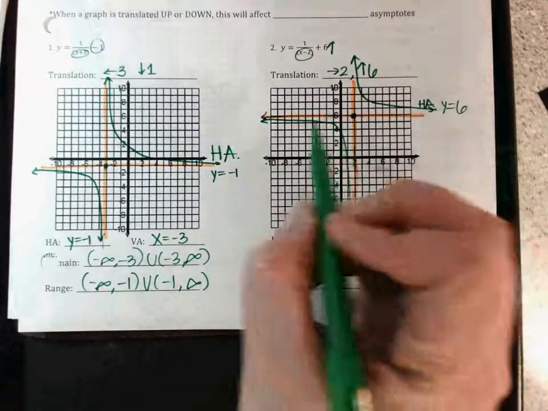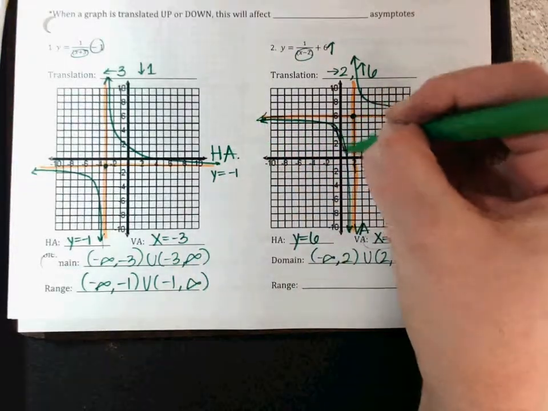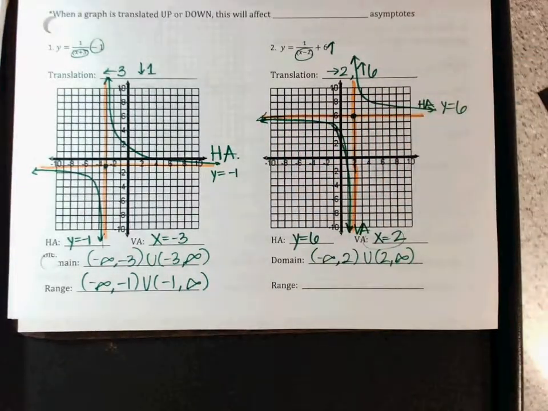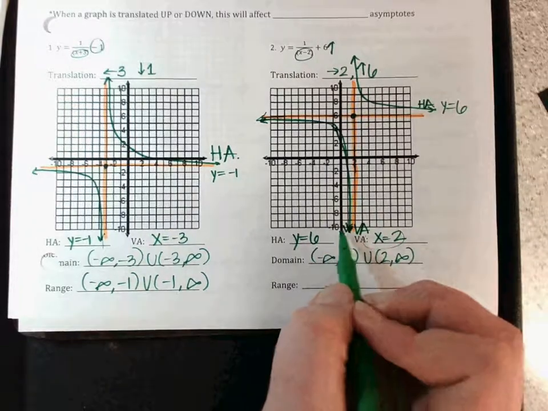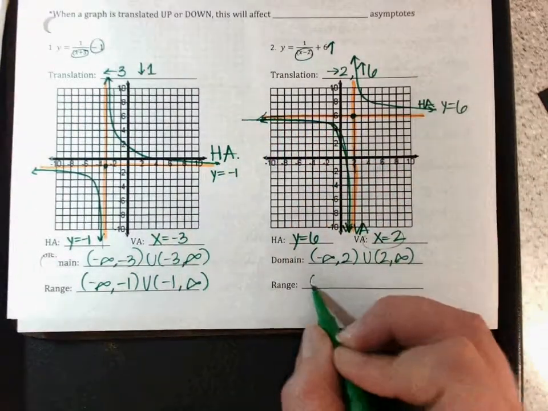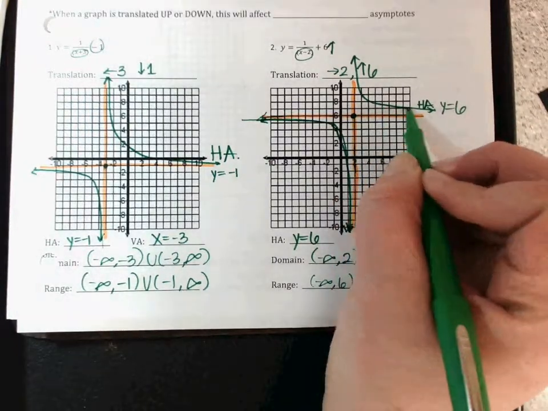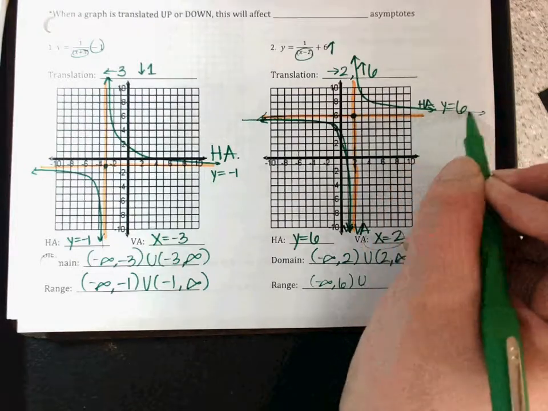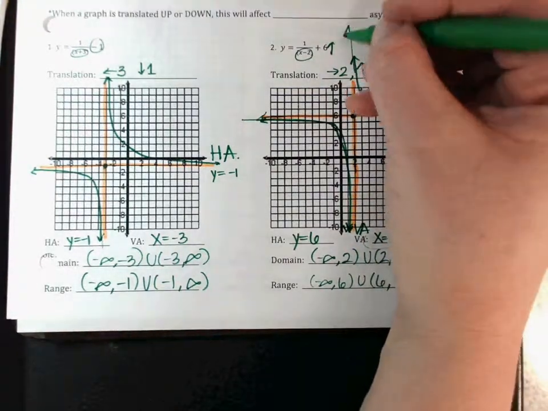Okay, and so remember that your graph is getting really close to this side. It's getting really close to this side down here, but it's not actually touching either of those lines. Then for my range, this side goes down forever, but when it gets up to here, it never actually can get to 6. So I do negative infinity to 6, union. And then this side goes down forever towards 6, but it's never going to actually touch 6. But then the other side goes up forever.